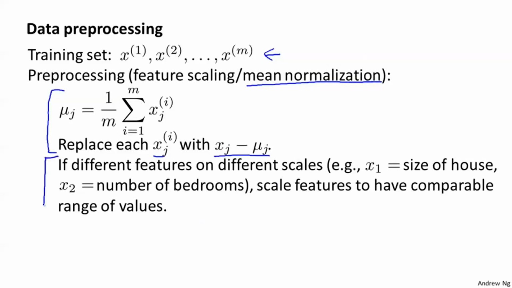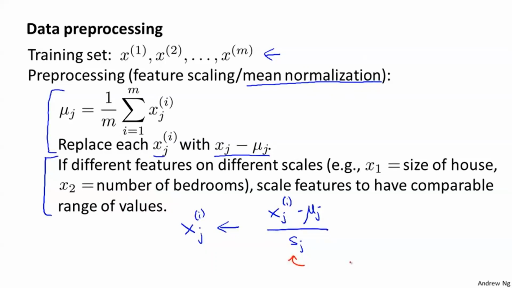And then second, if the different features have very different scales, for example, if x1 is the size of a house and x2 is the number of bedrooms, to use our earlier example, we then also scale each feature to have a comparable range of values. Similar to what we had with supervised learning, we would take x subscript j, the j-th feature, subtract off the mean, and then divide by Sj. Here, Sj is some measure of the range of values of feature j. It could be the max minus min value, or more commonly, the standard deviation of feature j.